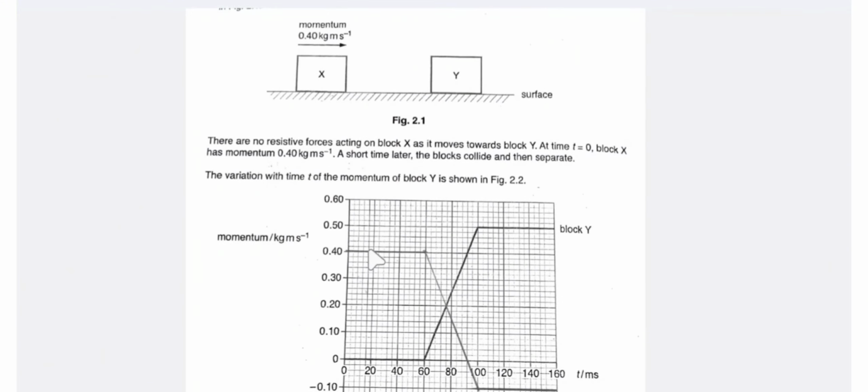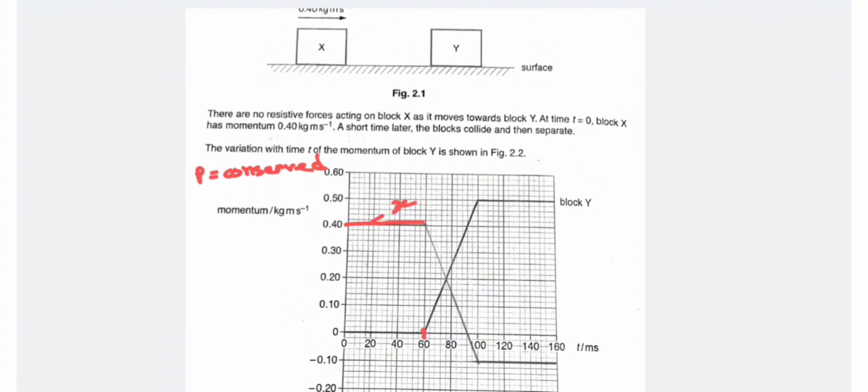So initially it has a momentum of 0.40 before collision. And we know that momentum is always conserved. Since momentum is always conserved, the momentum before collision must be equal to the momentum after collision.